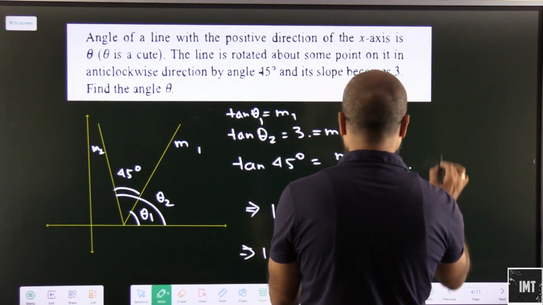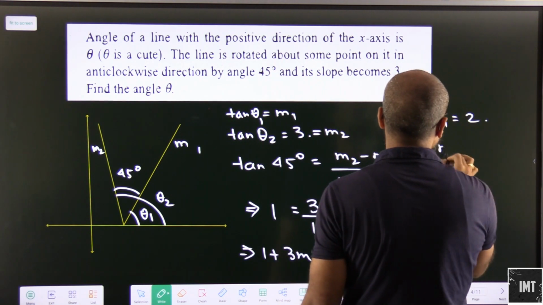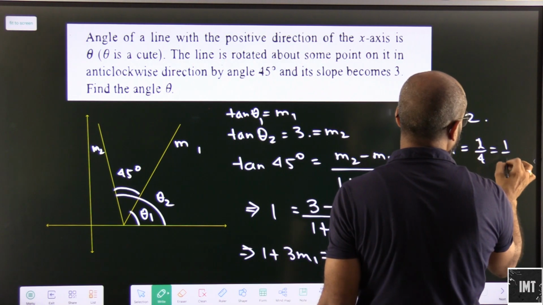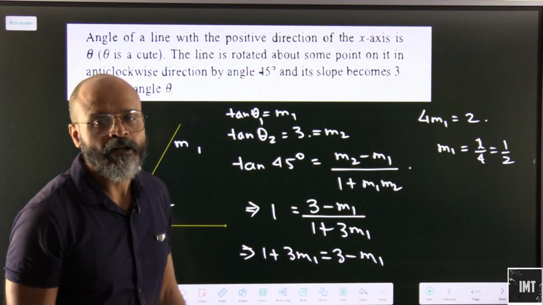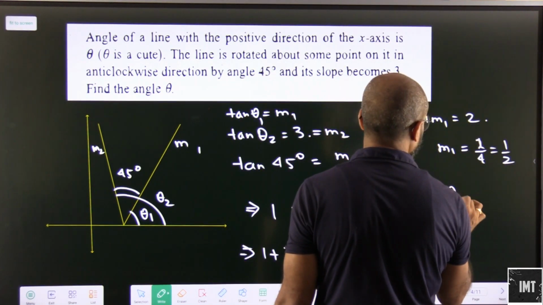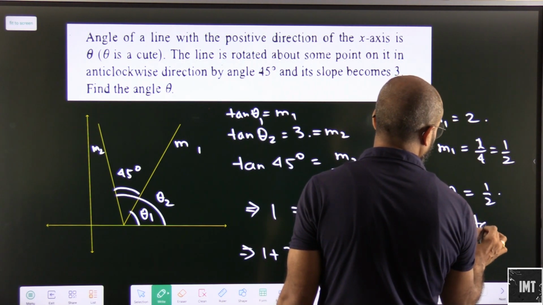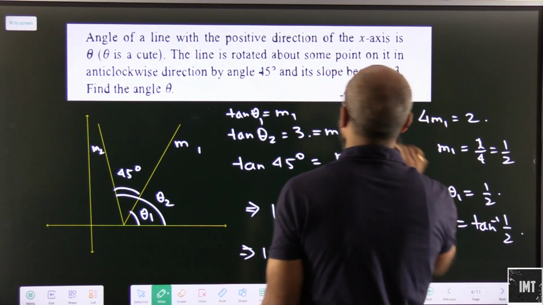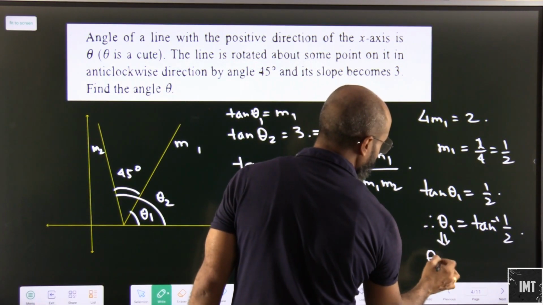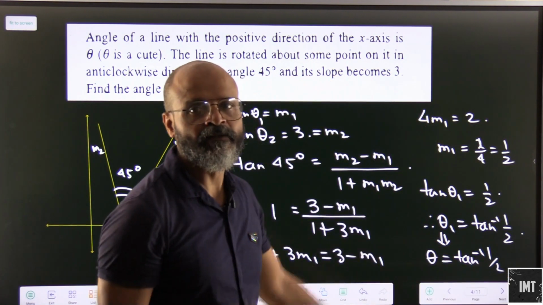So that's going to be how much? 4 m1 is equal to 3 minus 1, that is 2. So m1 is how much? 2 by 4, that is 1 by 2. We can say that tan of theta 1 will be equal to 1 by 2. So therefore theta 1 is equal to tan inverse of 1 by 2. So we can basically say that this is the angle theta, that is tan inverse of 1 by 2.